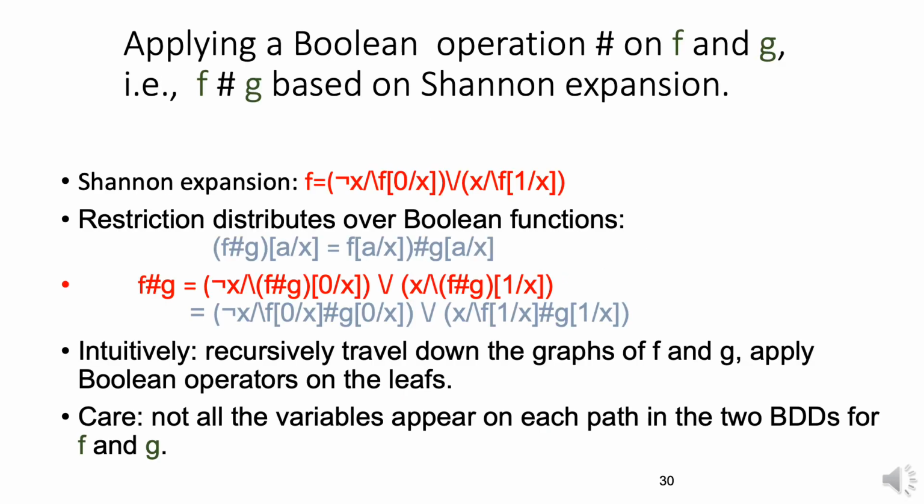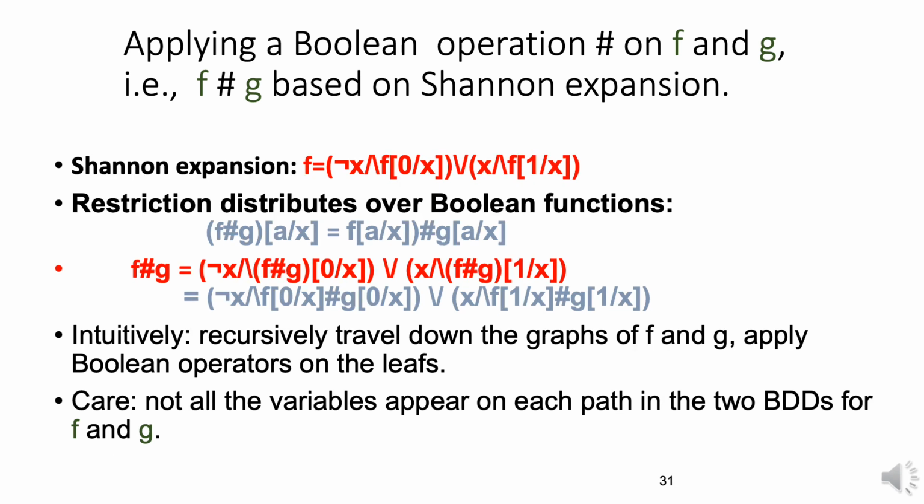Let's see now how to apply a Boolean operator on two BDDs. So f and g are two Boolean functions that are represented using BDDs, and we want to combine them using a Boolean operator, which we denote by hashtag. And hashtag can stand for AND, OR, XOR, or any binary Boolean operator.